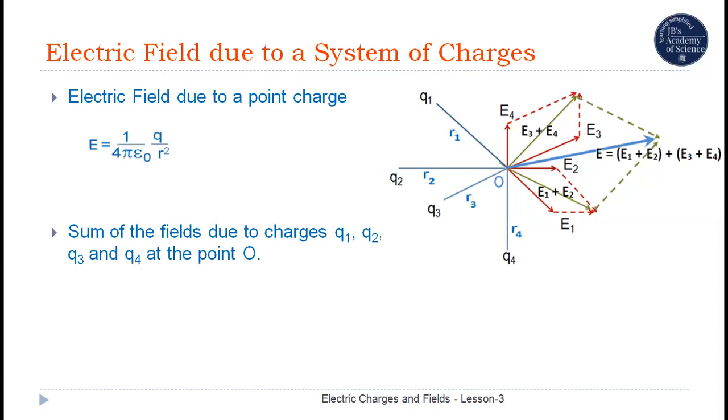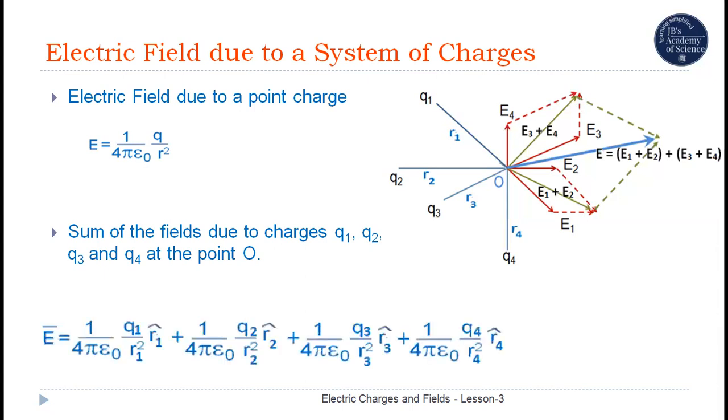Now, the magnitude of the electric field at point O is the sum of the electric fields due to all the charges Q1, Q2, Q3, Q4. That is, 1 by 4 pi epsilon 0 Q1 divided by R1 square R1 cap plus 1 by 4 pi epsilon 0 Q2 divided by R2 square R2 cap plus 1 by 4 pi epsilon 0 Q3 divided by R3 square R3 cap plus 1 by 4 pi epsilon 0 Q4 divided by R4 square R4 cap.